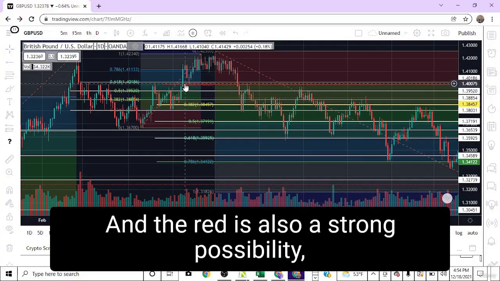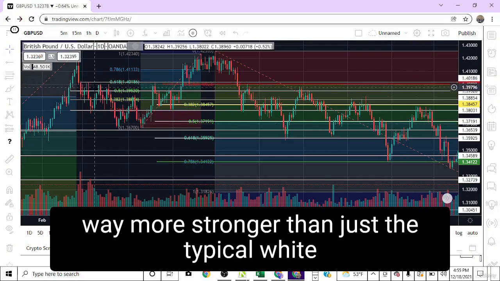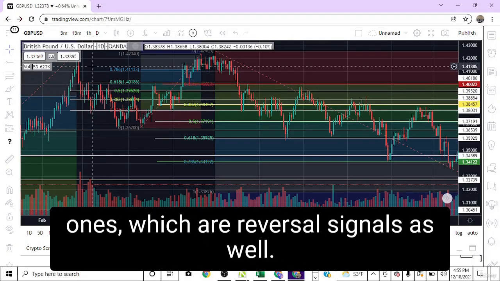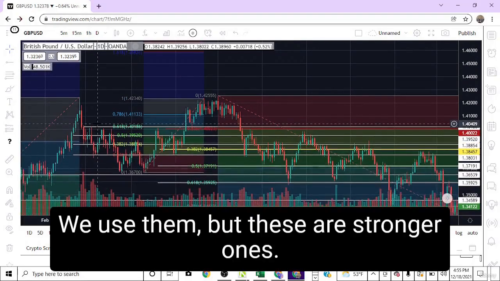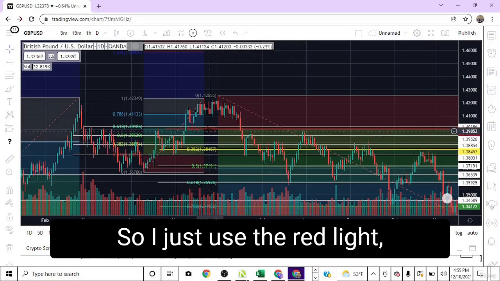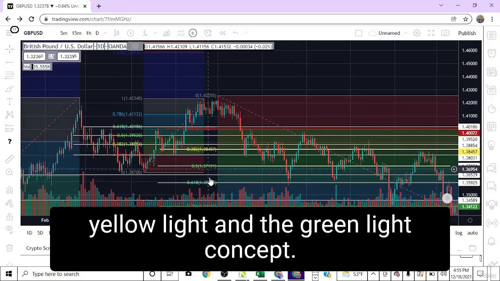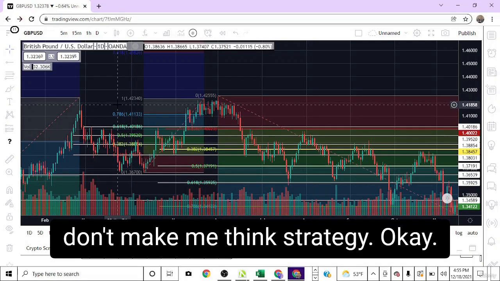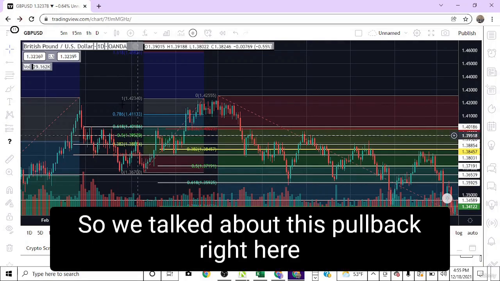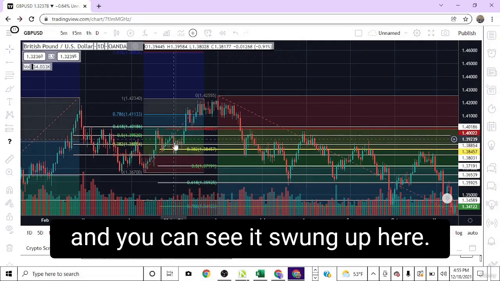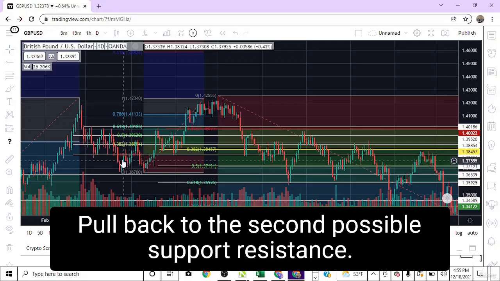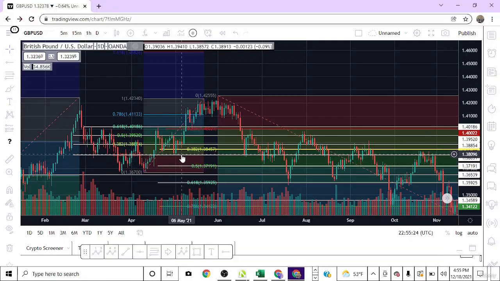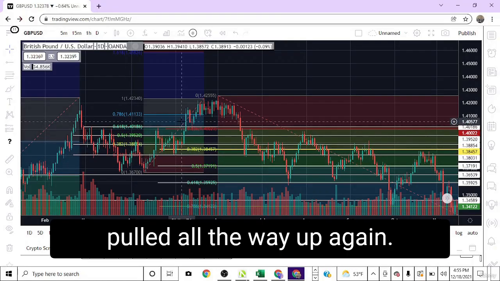And the red is also a strong possibility, way stronger than just the typical white ones, which are our reversal signals as well. We use them, but these are stronger ones. So I just use the red light, yellow light, and green light concept. And that's all part of the don't make me think strategy. Okay? So we talked about this pullback right here, and you can see it swung up here, pulled back to the second possible support and resistance, and then we can see that it pulled all the way up.